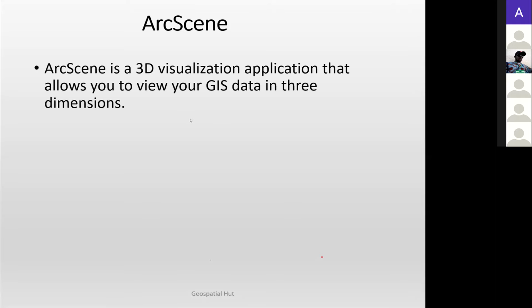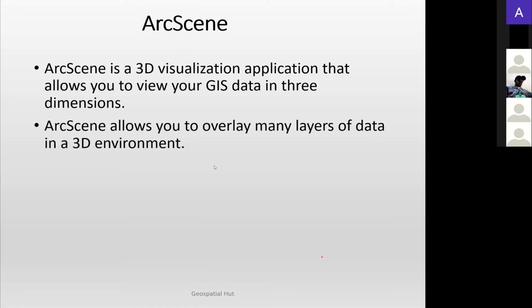ArcScene is a 3D visualization application that allows you to view your GIS data in 3 dimensions. Like if you have terrain data and you want to view it in 3D, you use ArcScene. Or if you are a hydrographer, in hydrography you deal with depth. So you want to see the depth of your reservoir or river and visualize it in 3D, it is ArcScene that you will use. Or if you want to do a 3D model of a city, it's ArcScene that you will use.